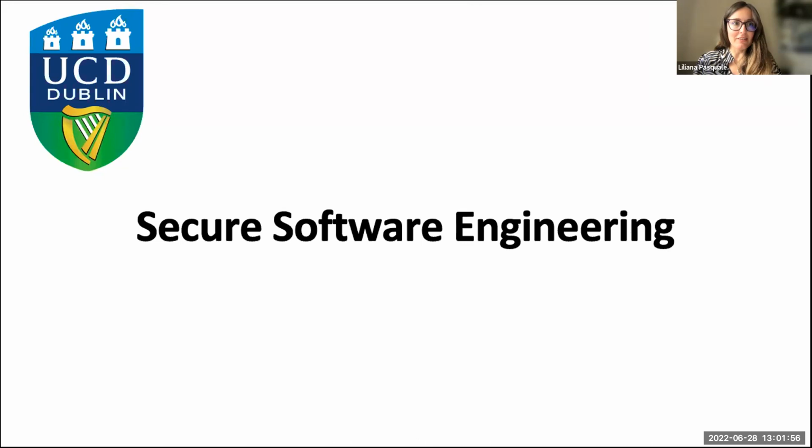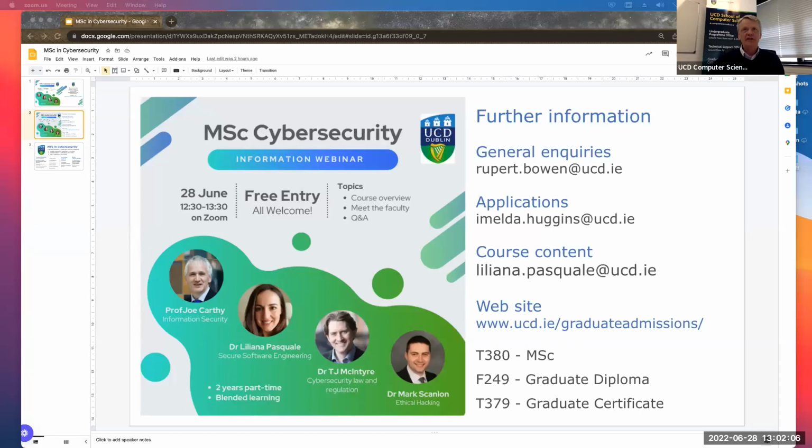Okay, so thanks very much. What I'm going to do is put a slide up here with contact details, people that you can contact. Hopefully you can see that. There's myself for general inquiries, Rupert Bowen, and my colleague Imelda Huggins, who is the Postgraduate Program Office Manager, for any questions related to the application process. And Liliana, I think, probably best for the course content.